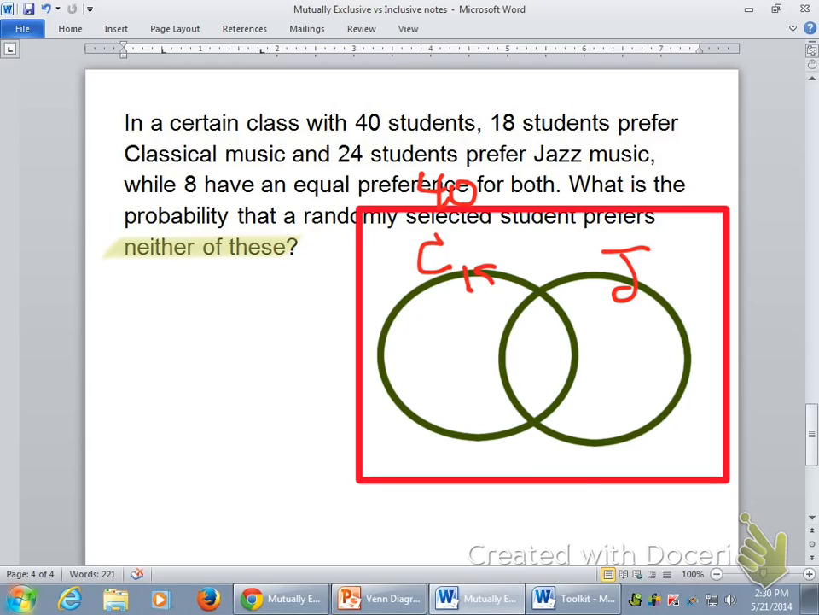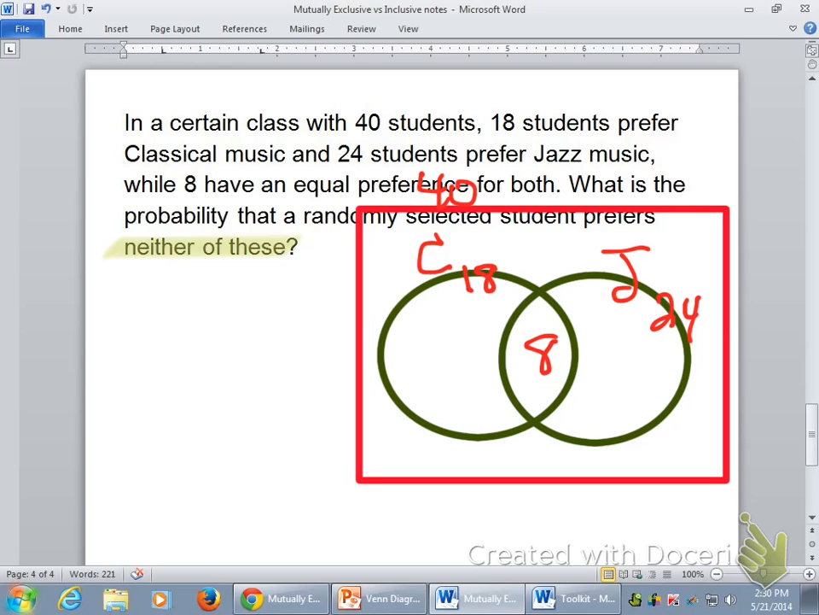Now some of those students are over here, and some of those students are over here, but altogether it has 18 students. How many prefer jazz? 24. Same idea. Some of these students are on the right part of the circle, and some part are on the intersection. Okay? How many students have an equal preference for both? 8. And they're going to be the intersection. So my question for you is, what's the probability that a randomly selected student prefers neither?